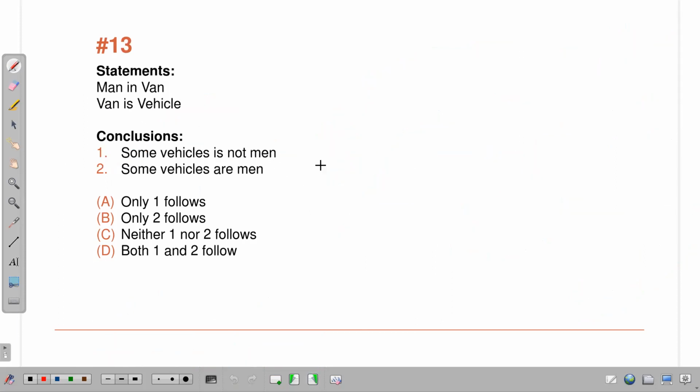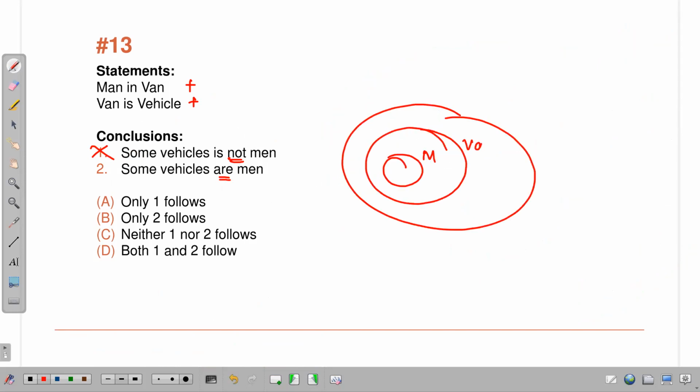Man is van is vehicles, not men. So definitely from two positives, we cannot get the negative. And then they are men. Let's check. Man is van is vehicle. So man, van, and vehicle. I think the vehicle is man. So yes, in all possibilities, we can say the two. Therefore, the answer comes as Poppy.